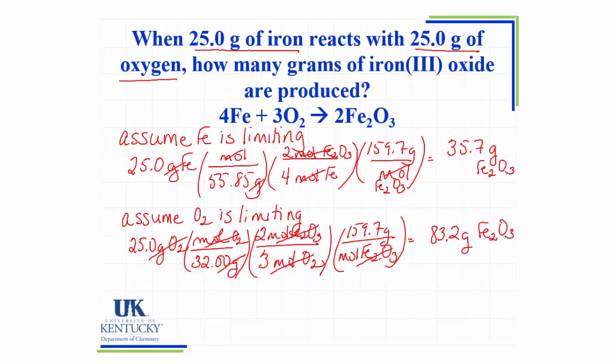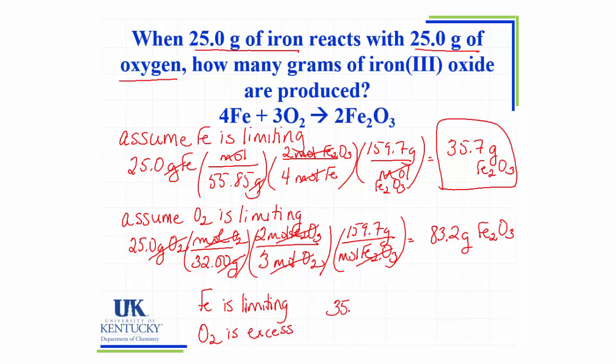Now, what I want to look at is to determine which one is the limiting reagent and which one is the excess reagent. When I assumed iron was the limiting reagent, I produced the least amount of product. Iron is limiting. Oxygen is excess. And the maximum amount of product I can produce is 35.7 grams of Fe2O3. At that point, all of my iron supply has been exhausted, and so I cannot produce any more of our product. Just like with our snowman example, once we've used up all of one part, we were done. We were limited in the amount of product that we can make.